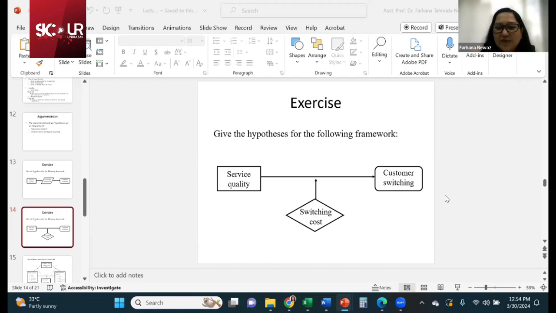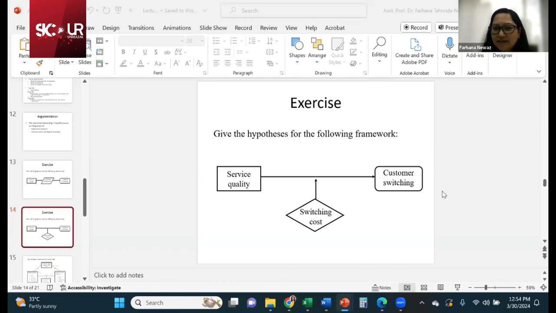Okay, then next, who would like to try now? Can I try? Yes, try please. Roslano, right? Changes in switching costs will lead to changes in service quality and customer switching. Okay, same thing. Okay, next. Then now, who else would like to try?